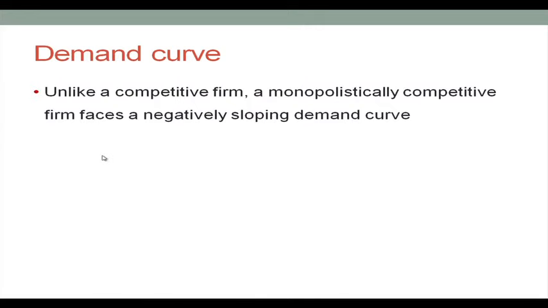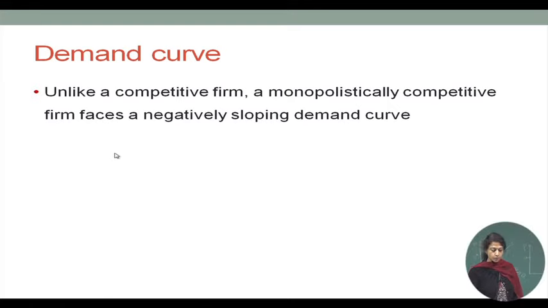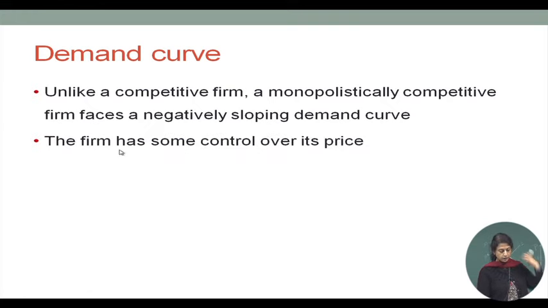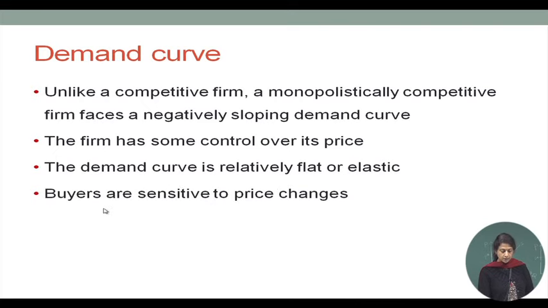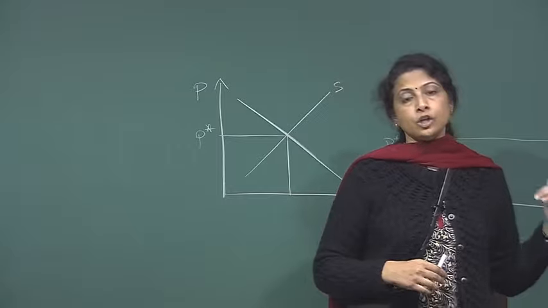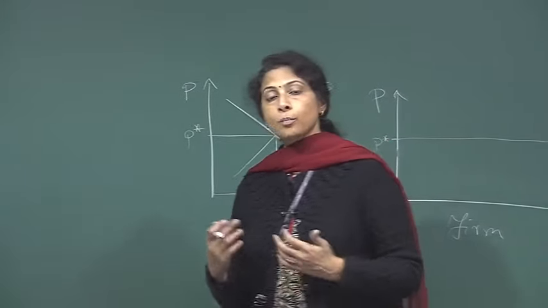Let us see. Unlike a competitive firm, a monopolistically competitive firm faces a negatively sloping demand curve. The firm has some control over its price. The demand curve is relatively flat or elastic. Buyers are sensitive to price changes. So, let us see what the demand curve looks like to the monopolistically competitive firm.